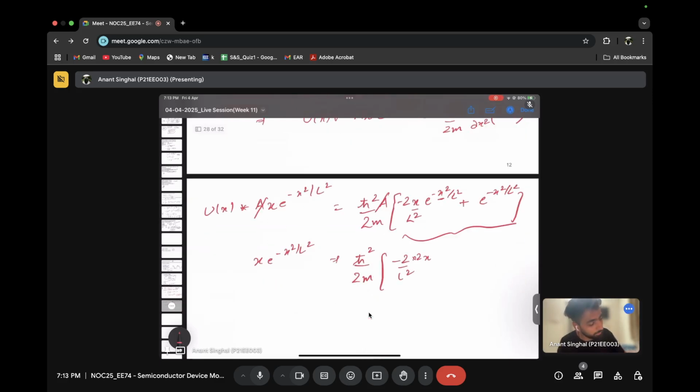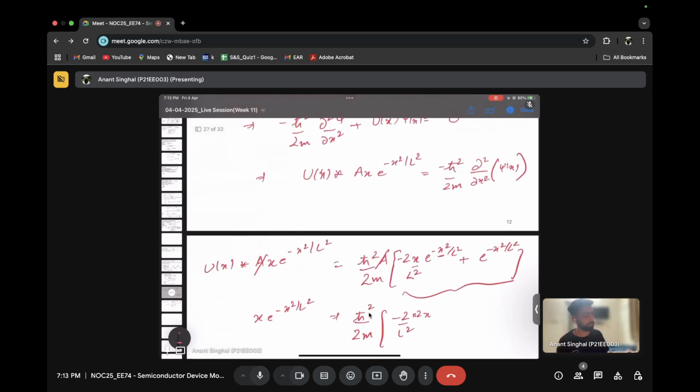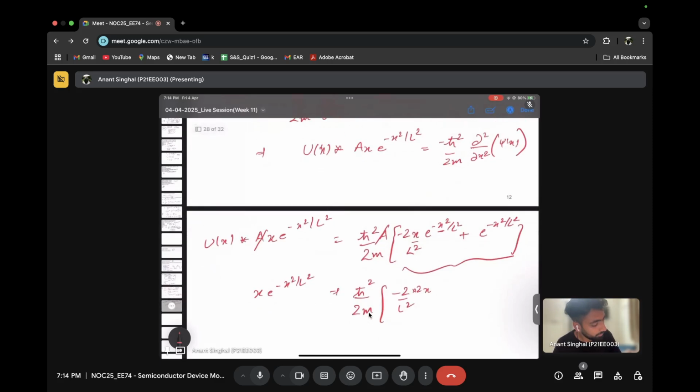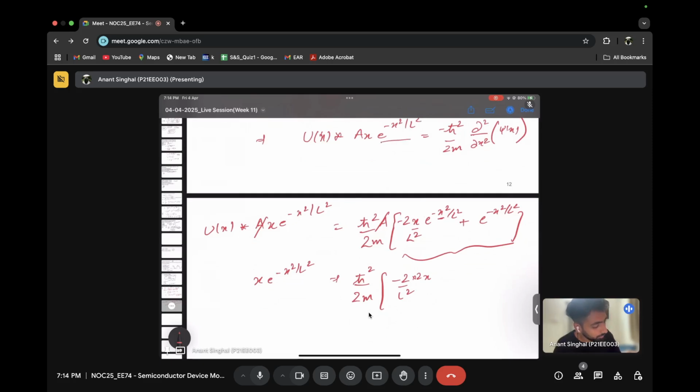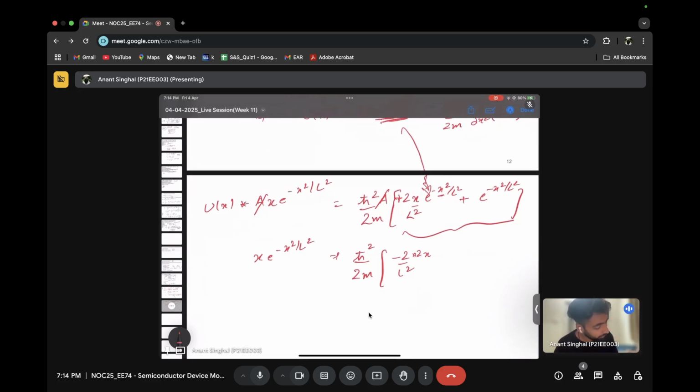Yes, so this is what I did. If I leave x as it is, the differentiation of e to the minus x square by L square will be minus 1 by L square times e to the minus x square by L square, and this term will be minus 2x. So this will become plus. And if I leave this as it is, x will be 1. Then if I differentiate it again, it will be 2x by L square.